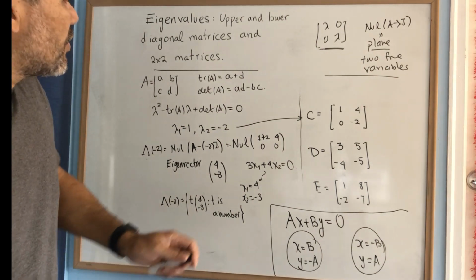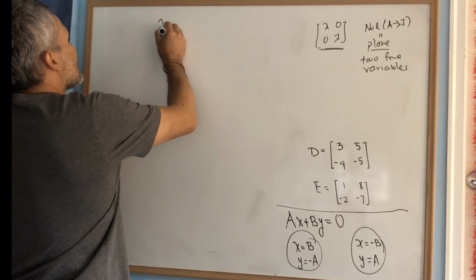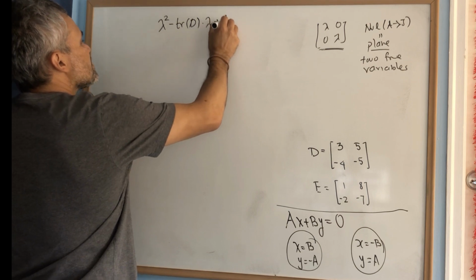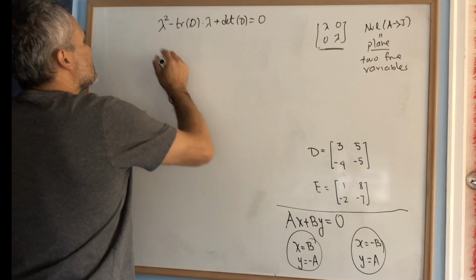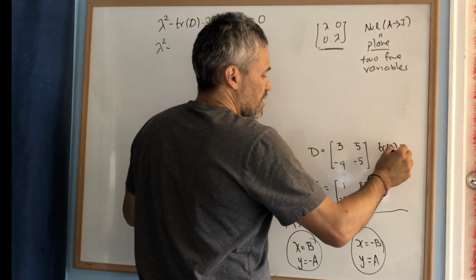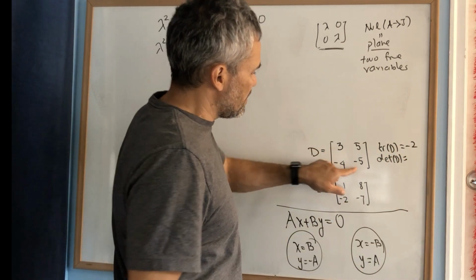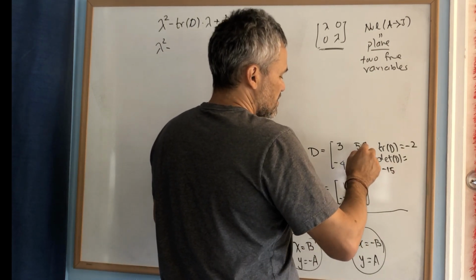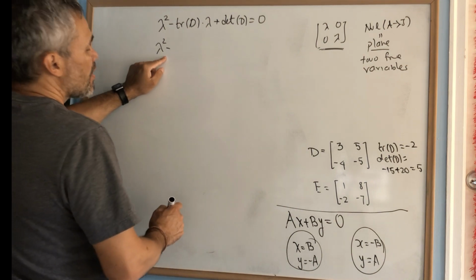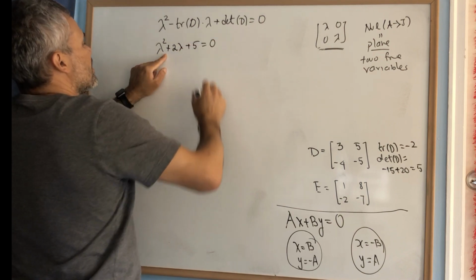Let me do the other example. For the matrix D, we have that the characteristic equation is lambda squared minus the trace of D times lambda plus the determinant of the matrix equals 0. What is the trace of D in this case? The trace of D is -2, and the determinant of D is -15 minus 20. Minus -20 will be plus 20, equal 5. Then we have lambda squared minus the trace, minus -2 it will be plus 2 lambda plus 5 equals 0.